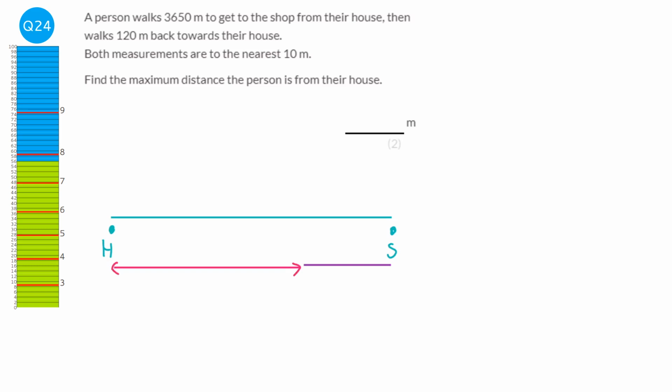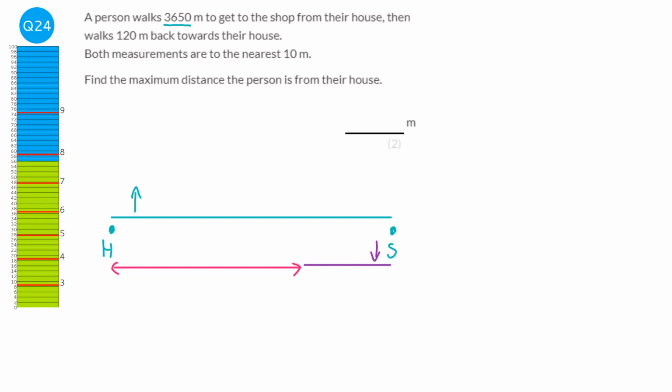So we can see that we want to maximize this distance here, so that the shop is a long way away, and we want to minimize this distance here because we don't want them to have made that much distance towards their house, because we want to maximize that distance. So we're going to find the maximum for the 3,750. So it's to the nearest 10.